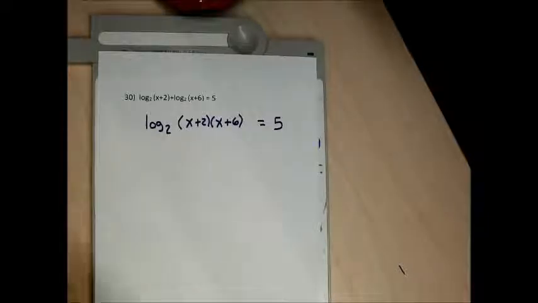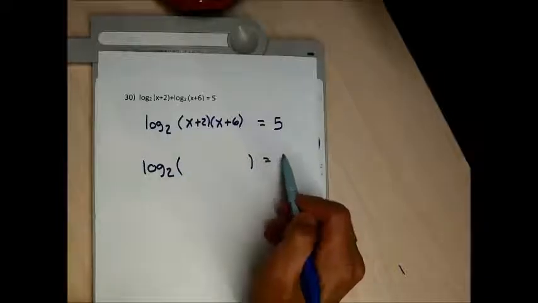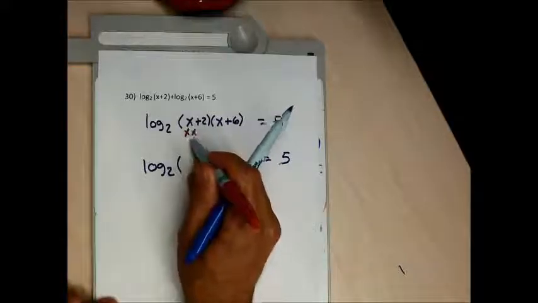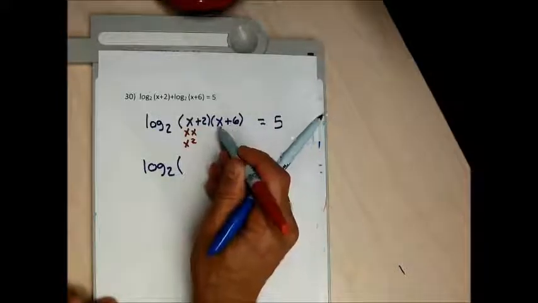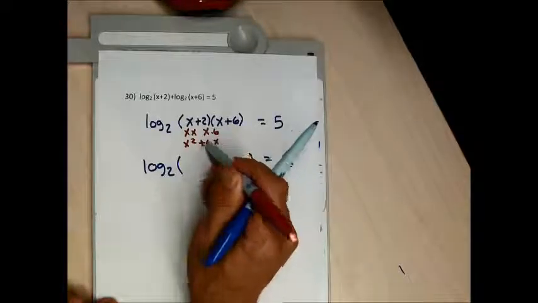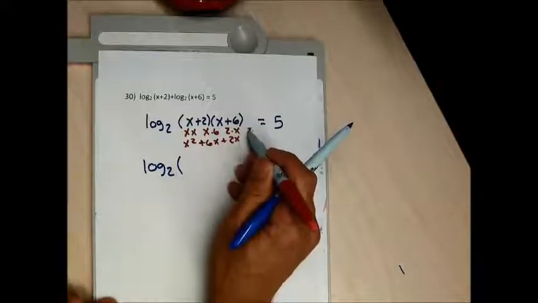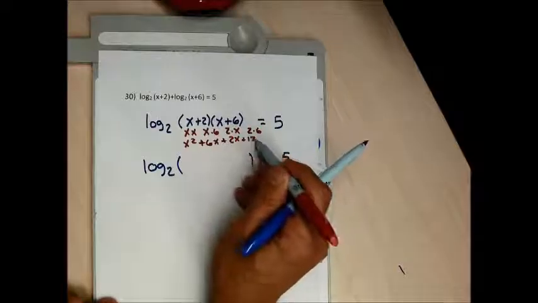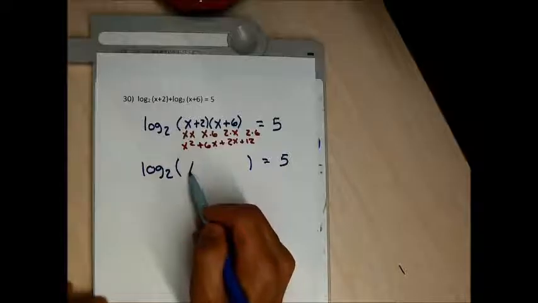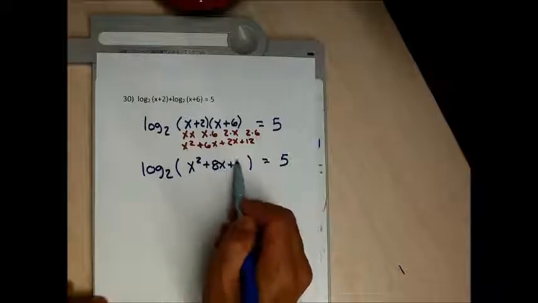Now I'm going to need the FOIL to clean up that logarithm. So I'm going to do firsts, which are x times x, which is going to be an x squared. Outers are x times 6, which I'll write as a plus 6x. Inners are 2 times x, which I'll write as a plus 2x. And lasts, which are 2 times 6, which I'll write as a plus 12. I'll combine the outers and the inners, and I'll be able to rewrite the left-hand side as a log base 2 of x squared plus 8x plus 12.